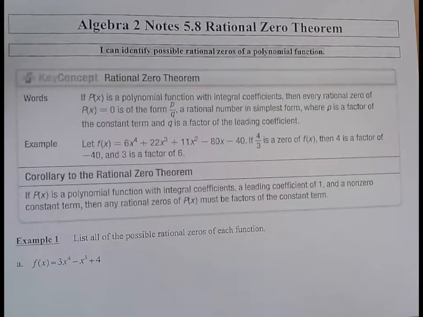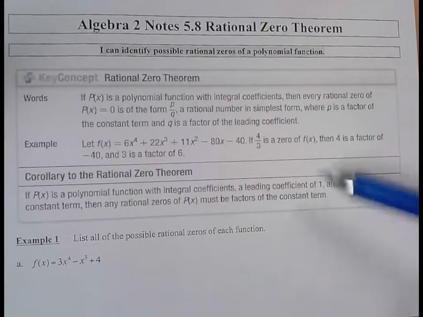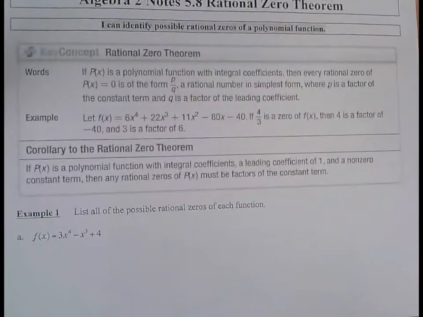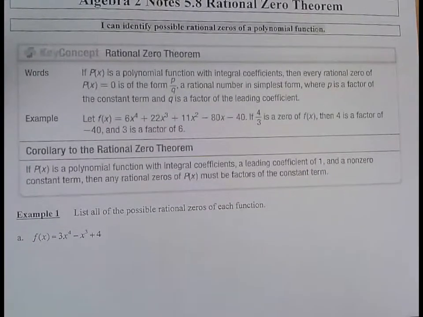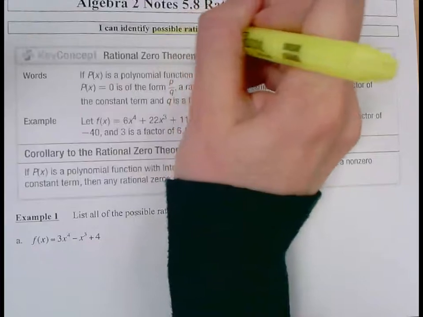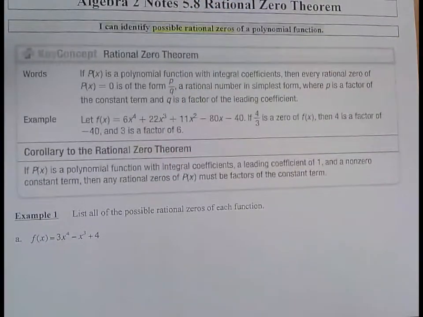So rather than plugging in 1, 2, 3, 4, 5, maybe from that list you shouldn't even try 3 because it's not on the list. So that's what we're going to go through first, just how to come up with those possible rational zeros, and then we'll actually use it in the example on the back. So our first goal is just to identify what the possible rational zeros are.